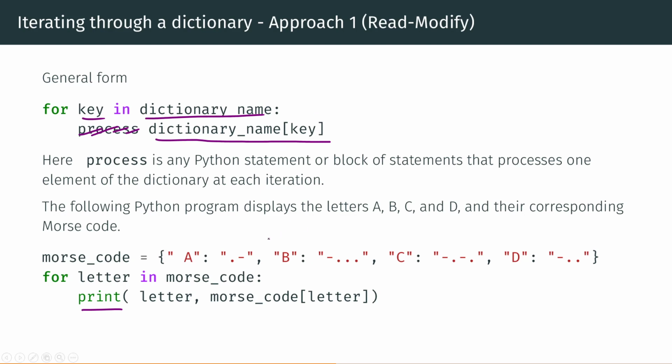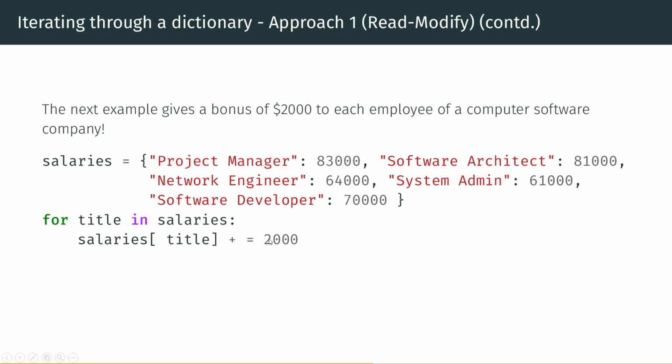So the approach that we just saw is a read modify approach, which means the values of the keys can be modified using this approach. Okay, so here's another example that creates a dictionary and then modifies each of the values.